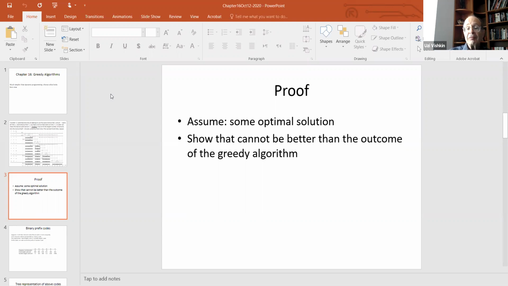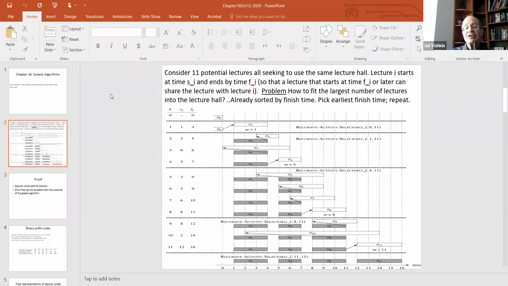So what is my claim? What is the correctness claim? The correctness claim is that I solve the problem, meaning that this algorithm fits the largest number of lectures into the lecture hall. Right? This is the correctness claim, that for any input you will give to this problem, you have no way of fitting more lectures than what this algorithm will give. Okay, this is clearly the correctness claim, right? Because this was my problem definition.